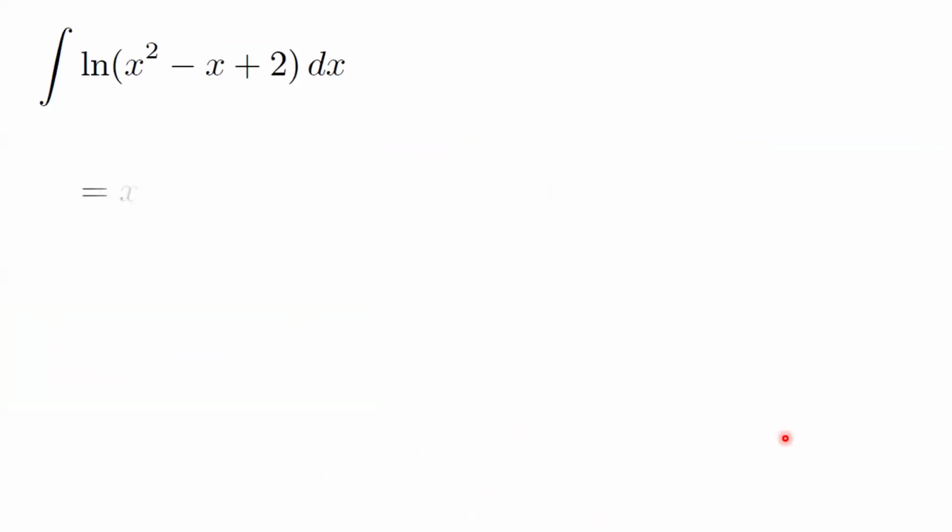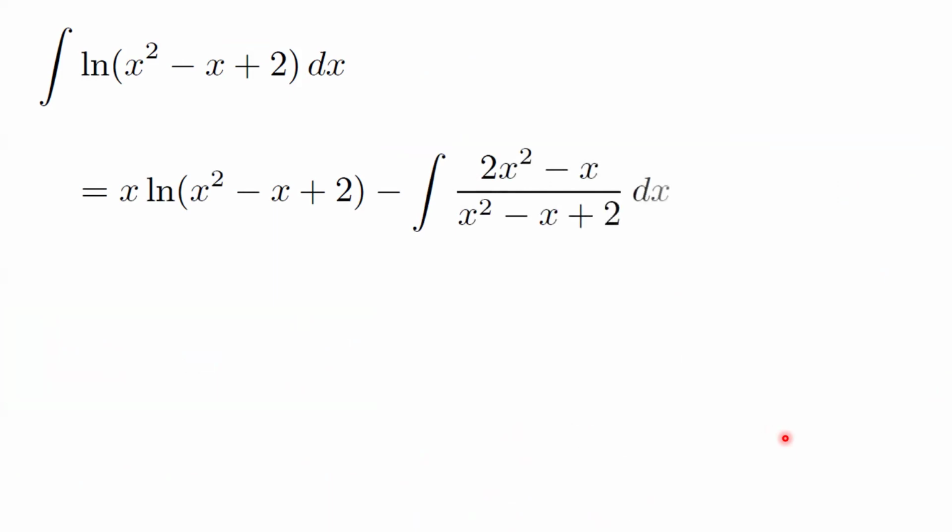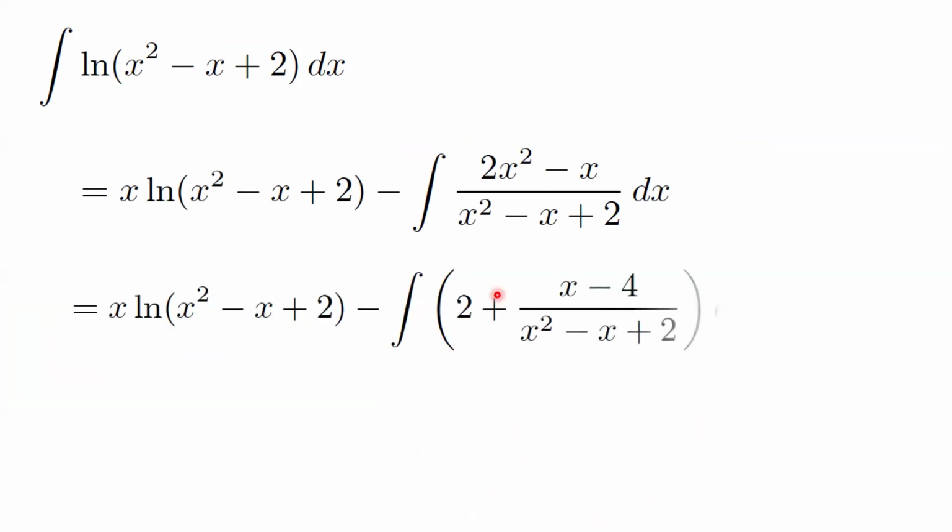So far our integral is x ln of x squared minus x plus 2. And here you have your quantity in the integral. So first let's do the long division. Here we end up with 2 plus x minus 4 divided by x squared minus x plus 2. So again, we did the long division for this quantity, and you end up with 2 plus the remainder, which is x minus 4 divided by x squared minus x plus 2.